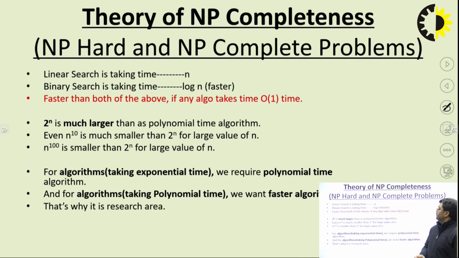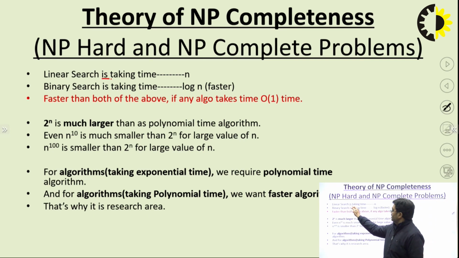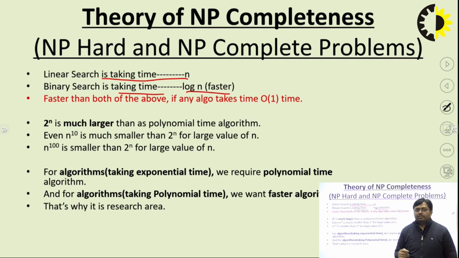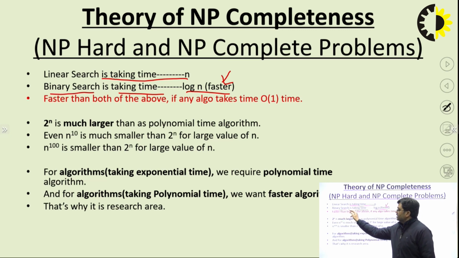NP hard and NP complete problems. We can see linear search is taking time n and binary search is taking time log n. Log n is smaller than n, which means binary search is faster than linear search.